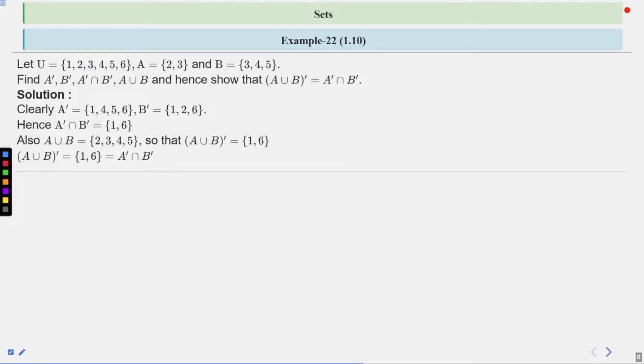And as we have concluded, A complement intersection B complement is the set with two elements 1, 6, and we have also seen that A union B whole complement is just the set with two elements 1, 6, and both sets are equal. So A union B whole complement is the same as A complement intersection B complement. Simple. Clear?